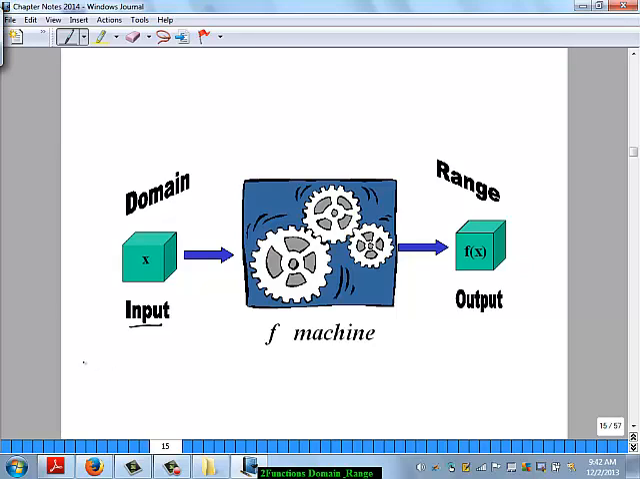The domain is also your horizontal x values. So let's write this down. Horizontal x values. And your range are your vertical or your y values.